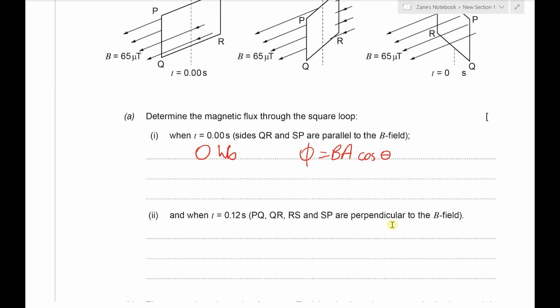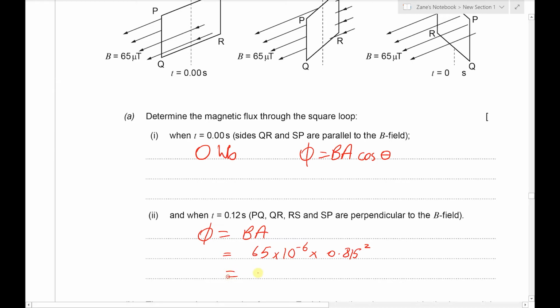We've also got to find the magnetic flux at t equals 0.12 seconds, and we can simply use again phi equals BA cos theta. This time the angle between the magnetic field and the normal through the coil is 0 degrees, so cos of 0 is 1. So we can simply use here that phi is equal to B times A. So B is 65 microteslas, and the area will be 0.815 squared. And if we put those numbers into a calculator, we come up with 4.3 times 10 to the minus 5 Webers.